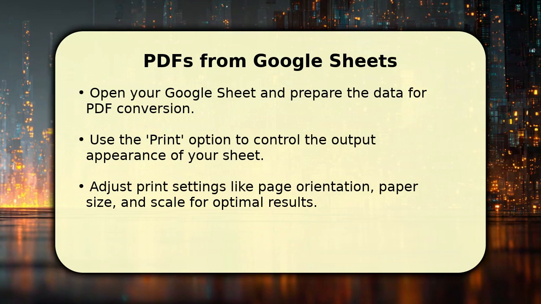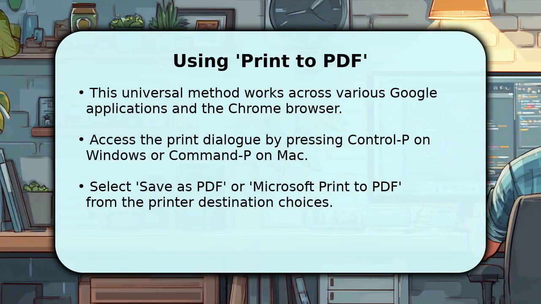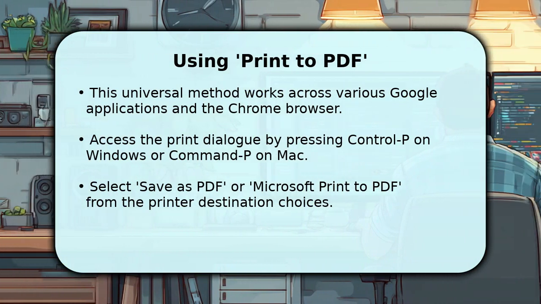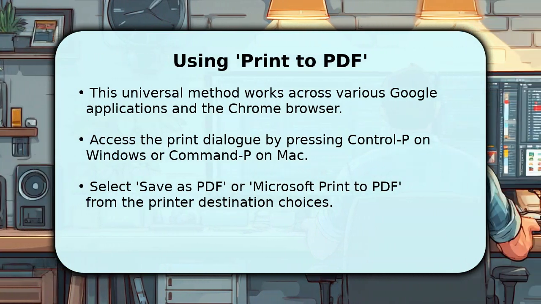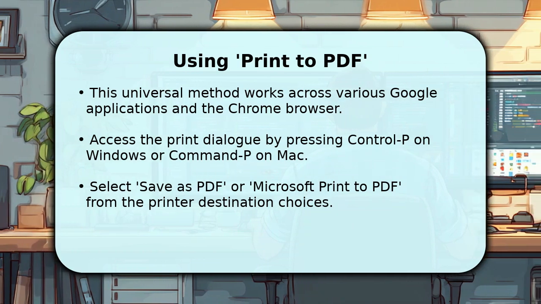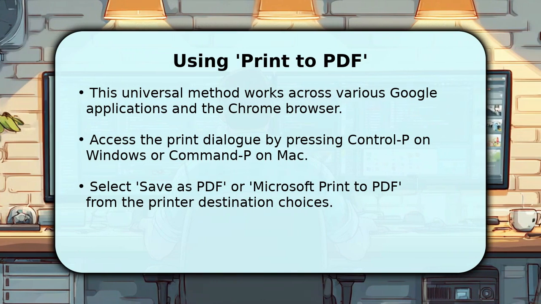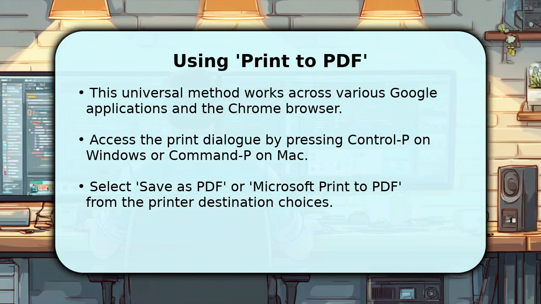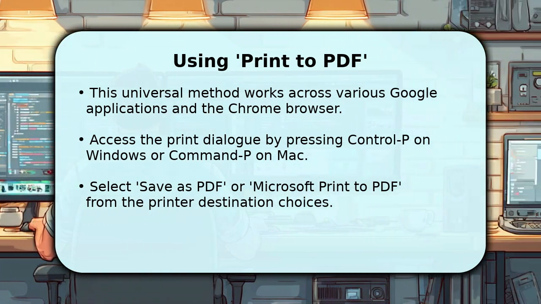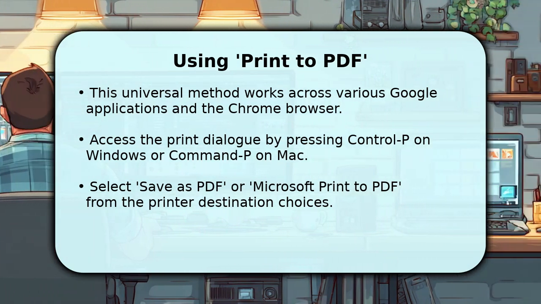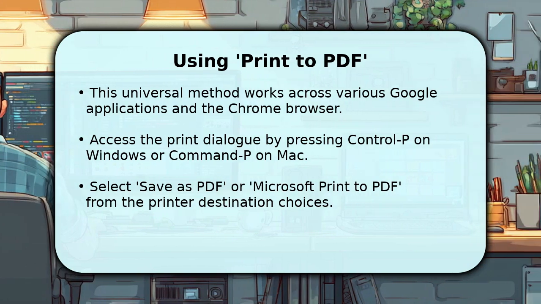saving as a PDF. Beyond specific Google apps, the Universal Print to PDF option is incredibly versatile. Whether you are in Google Chrome, Gmail, or even Google Keep, simply press Ctrl-P on Windows or Command-P on a Mac. In the print dialog box that appears, change your printer destination to save as PDF. This creates a PDF of the current web page or document, saving it directly to your device.